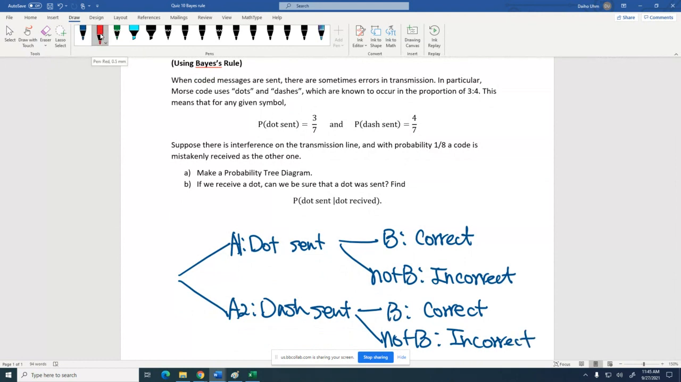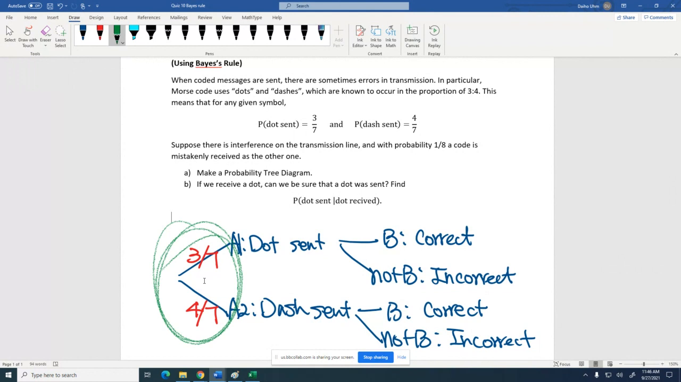So now, can you plug in the probabilities? What is the chance dot sent? It was given. 3/7. Yeah, the probability dot sent is 3/7. And what is the chance dash sent? 4 out of 7. Yes. So we plugged in 3/7 and 4/7. How much would be the sum? Must be 100%, right?